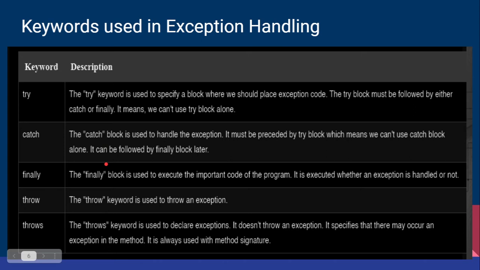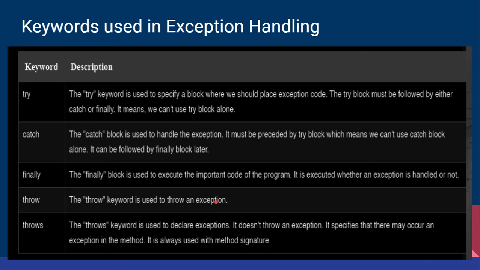The finally block is used to execute the important code of the program. It is executed whether an exception is handled or not. So here finally is the default block. Whether the exception is handled or not, by default it will execute the code in the finally block. And throw is the keyword that is used to throw an exception.